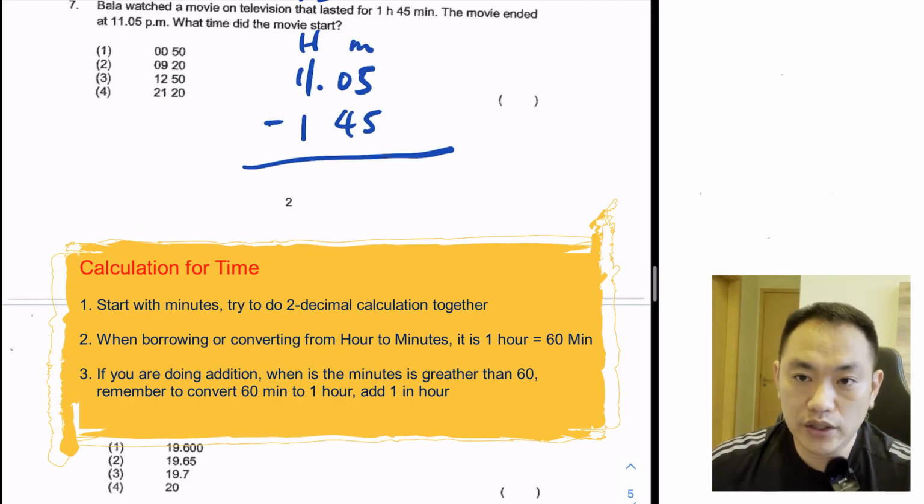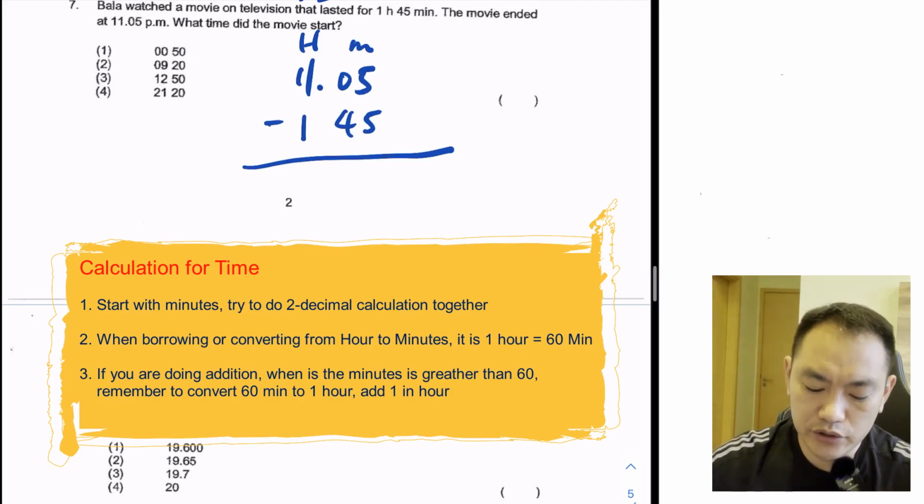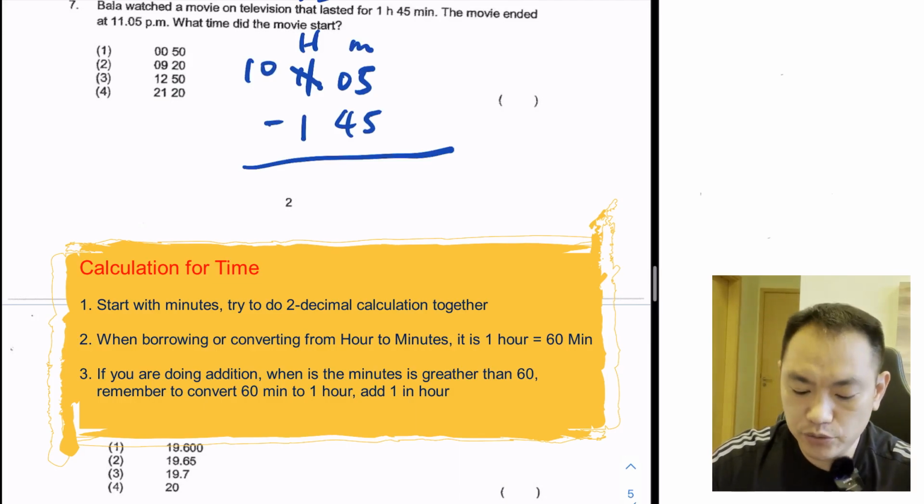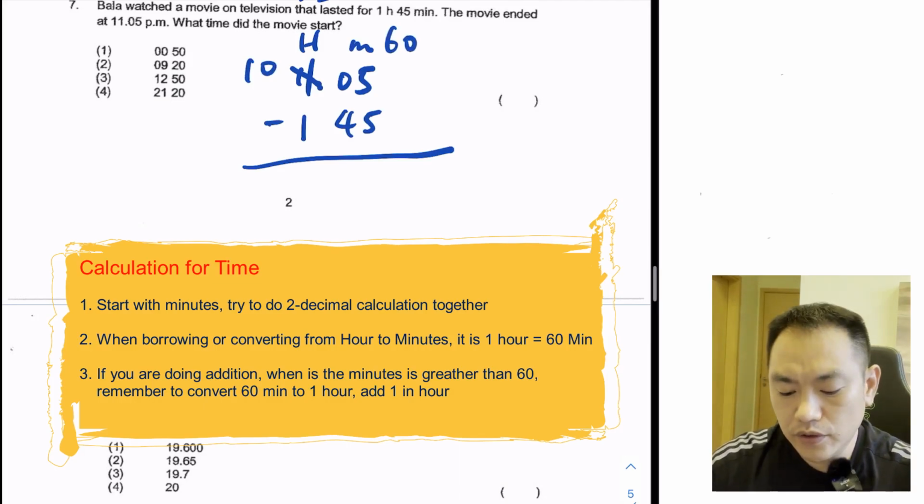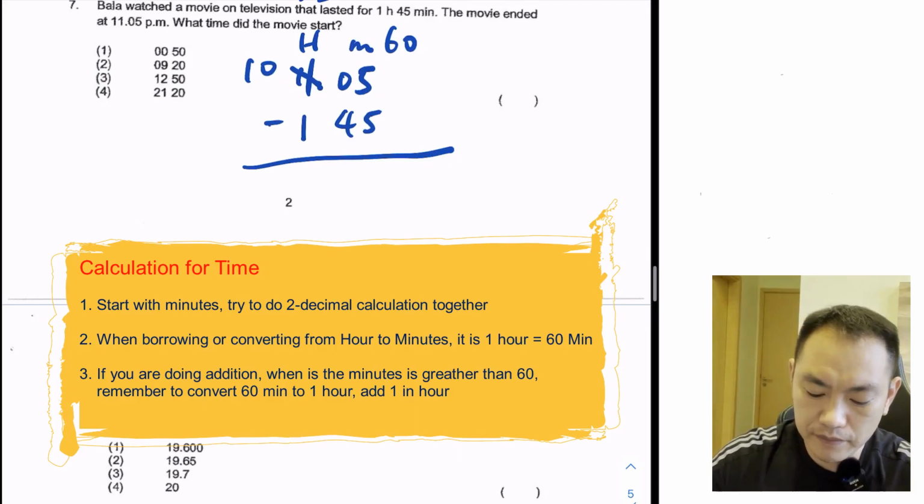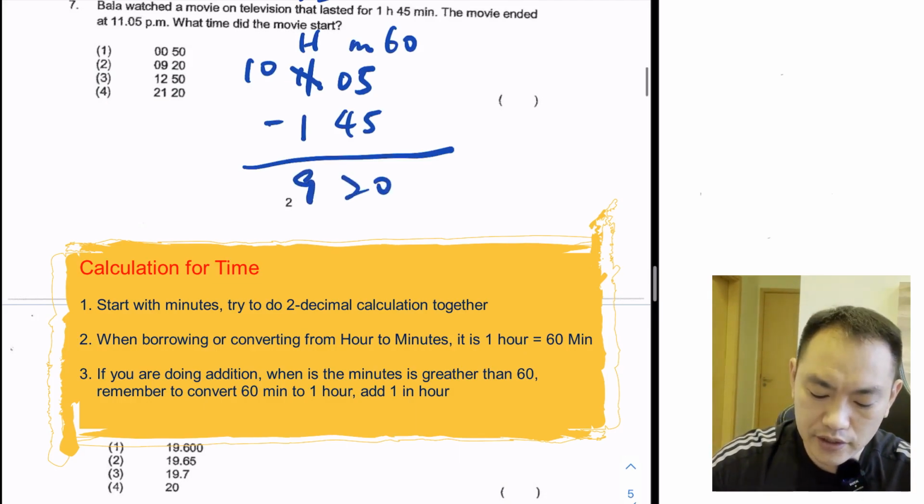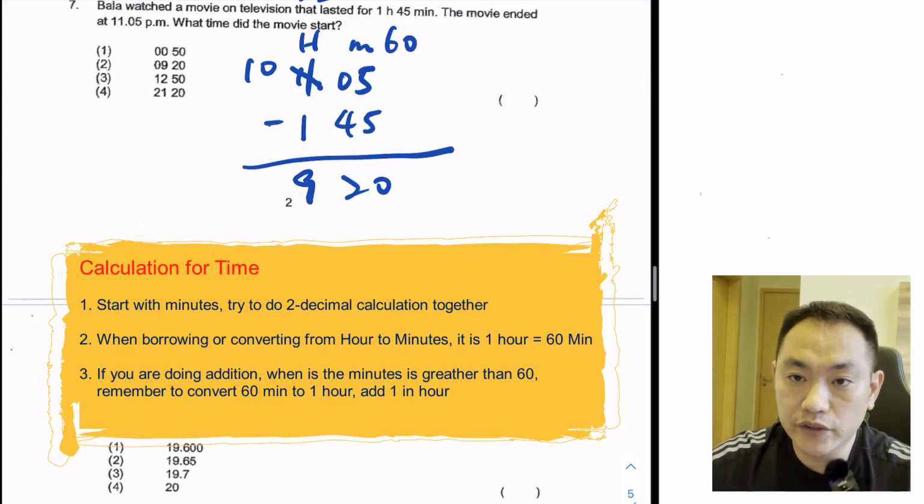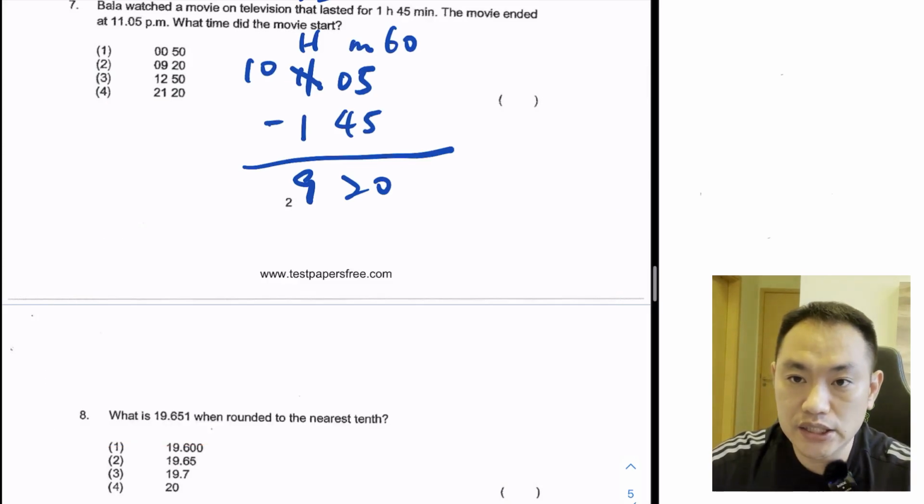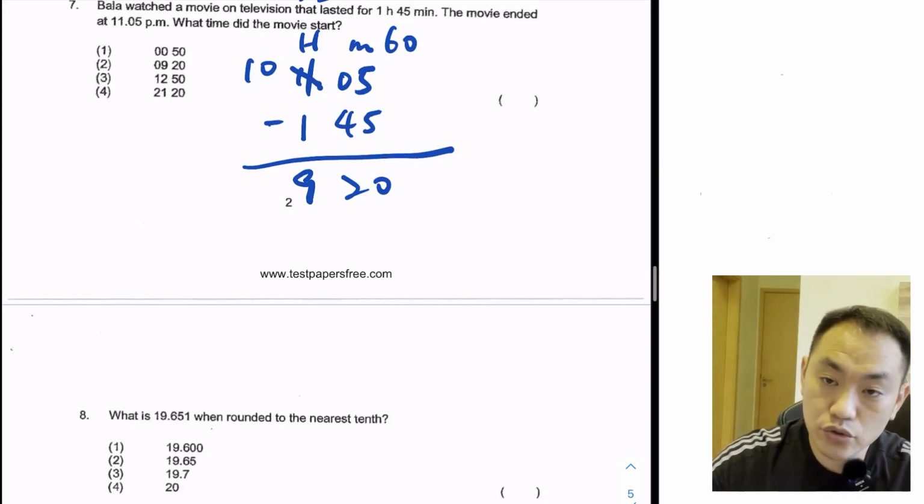Okay, so let's do the calculation here. 5 minus 45 is not enough. So what we need to do is borrow 1 hour from here. So the 11 becomes 10. So the minutes become 60. So you take 60 minus 45, which equals 15. You add the remaining 5, so it becomes 20 minutes. And then 10 hours minus 1 gives you 9. So which means the movie actually started at 9:20 p.m. So the answer will be 2.